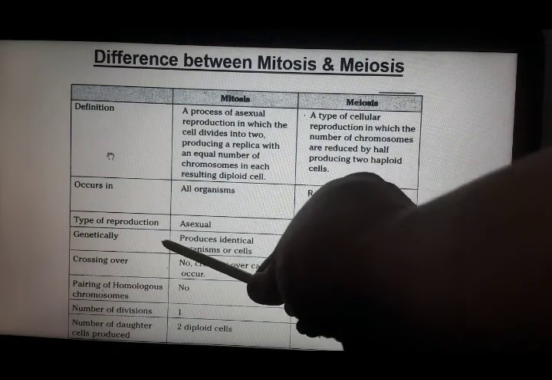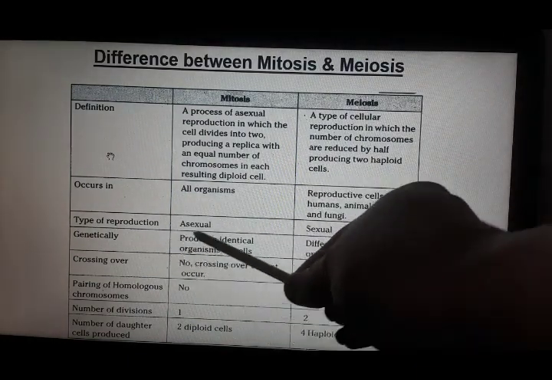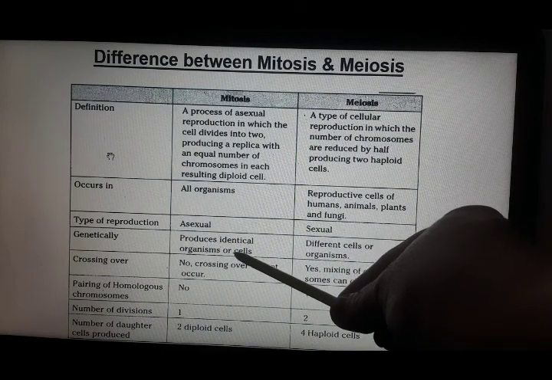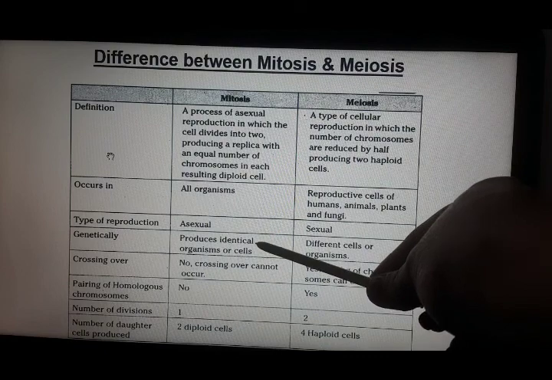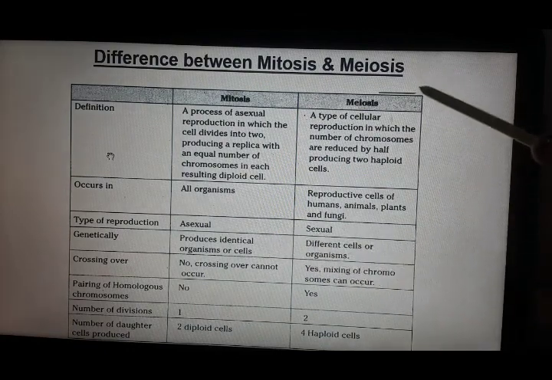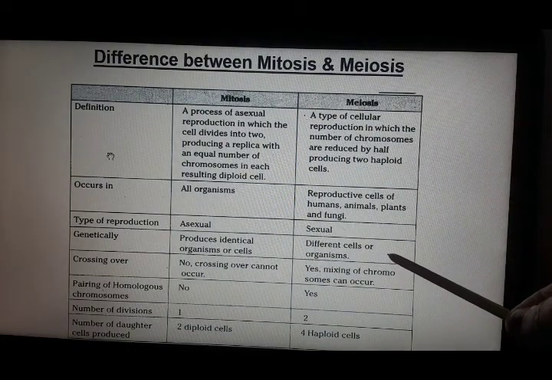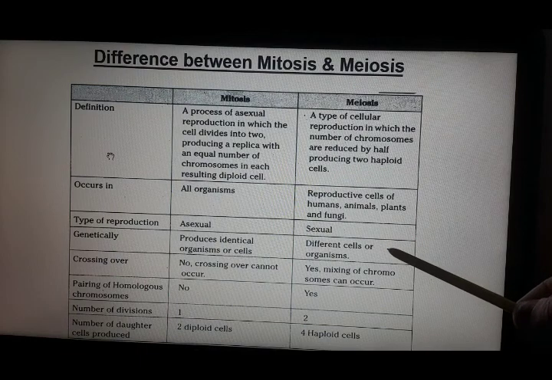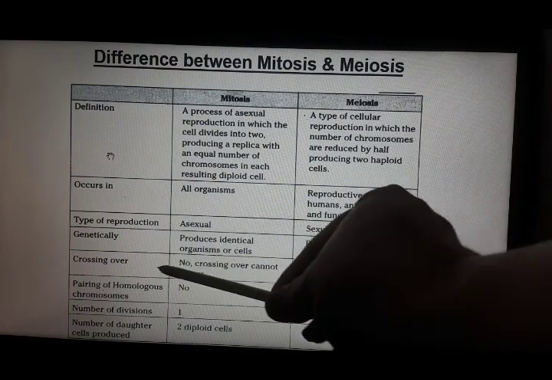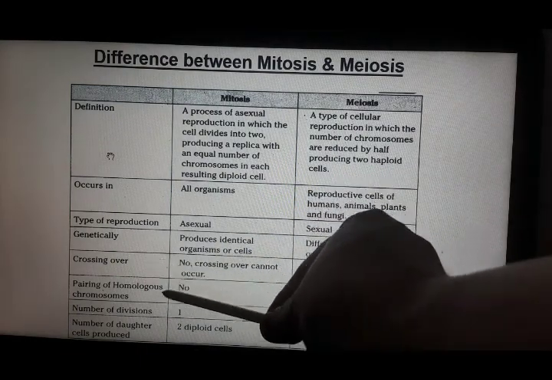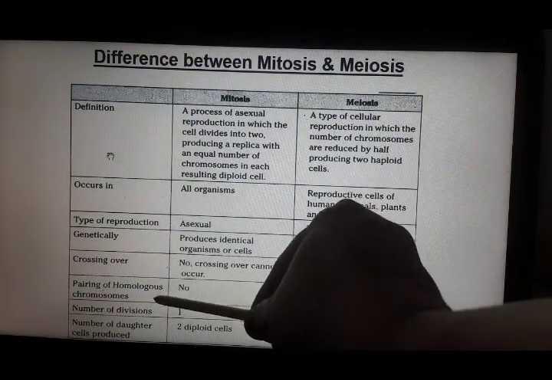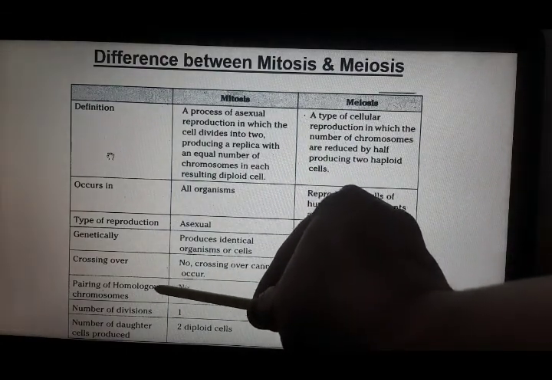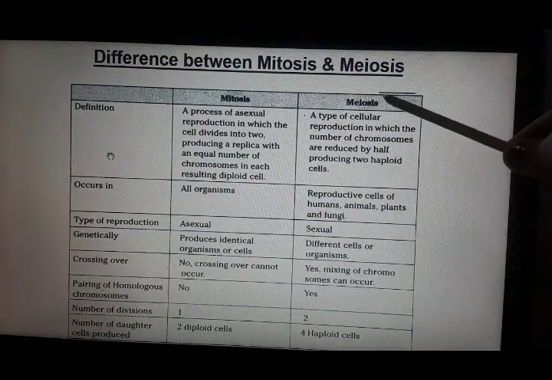The next field is genetics. The offsprings which are formed, are they identical to each other or are they different? Mitosis allows the production of identical offsprings, whereas meiosis allows the production of different offsprings. There is a reason behind it. The next 2 headings are crossing over and pairing of homologous chromosomes. You should understand that these 2 are very particular events in meiosis.